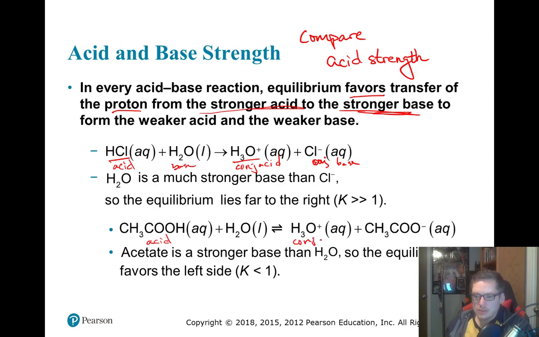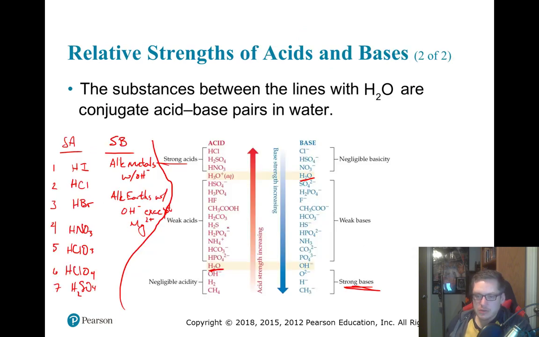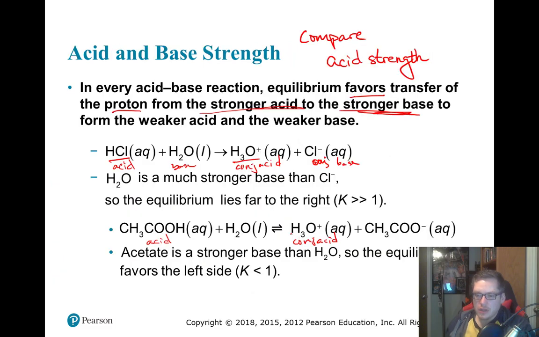All right. And so now we just have to figure out which side has the stronger acid. It's either H3O plus or acetic acid. Well, acetic acid is just right here, and H3O plus is right here. So H3O plus is a stronger acid than acetic acid. So that means we're going to favor going the other way. So we're going to favor the left-hand side. All right, and they came to the same idea. Here, our K value would be less than 1.